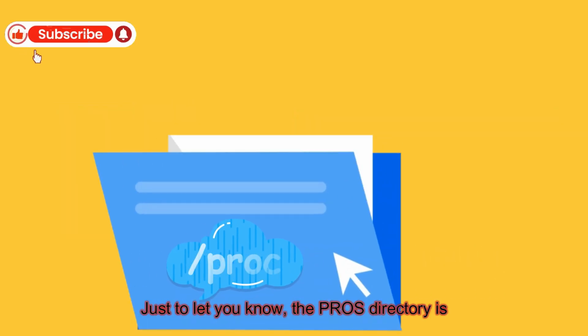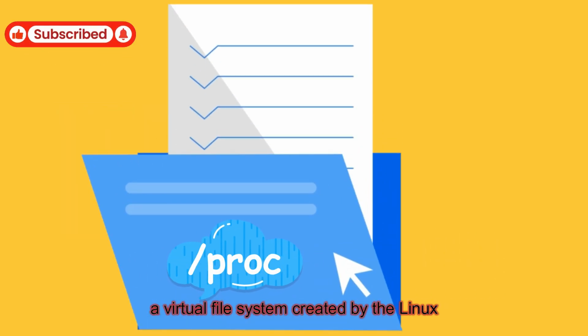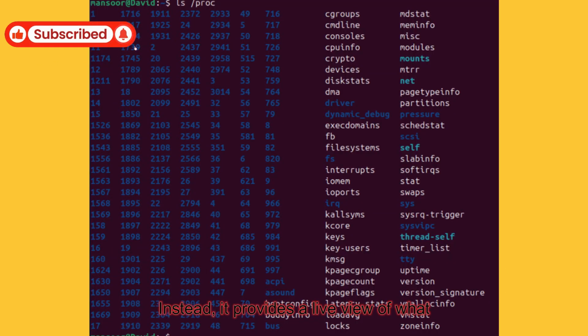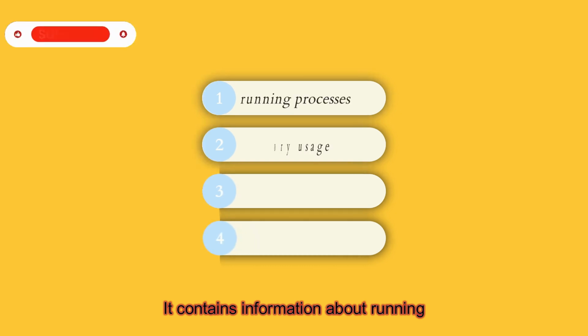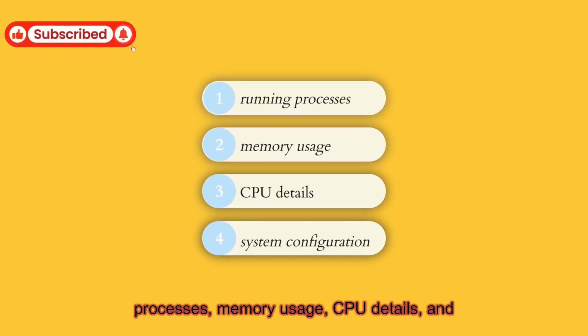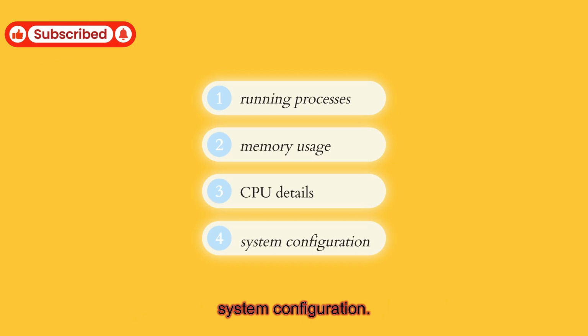Just to let you know, the proc directory is a virtual file system created by the Linux kernel. It does not exist on disk. Instead, it provides a live view of what the kernel is doing right now. Everything inside proc is generated in real time. You can think of proc as a window into the kernel's brain. It contains information about running processes, memory usage, CPU details, and system configuration.